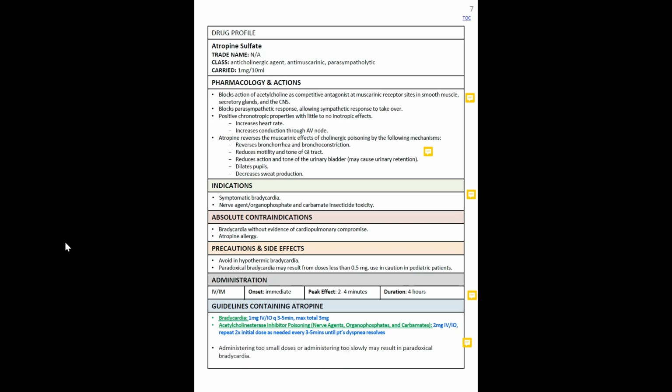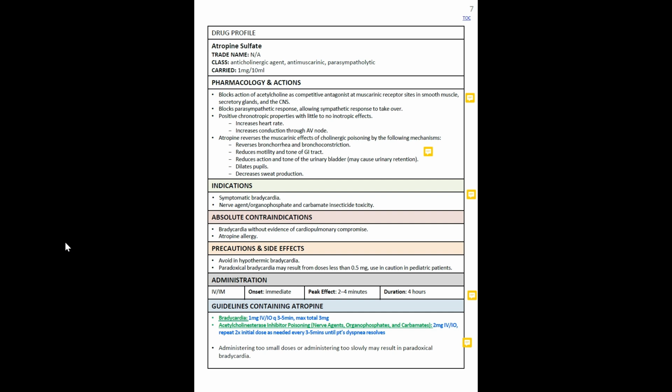Atropine sulfate does not have a trade name, and it's classified under three main categories. One, an anticholinergic agent. Two, an antimuscarinic. And three, a parasympatholytic. An anticholinergic agent means that they just work against the cholinergic receptors in the parasympathetic nervous system, otherwise known as our rest and digest side of the nervous system.